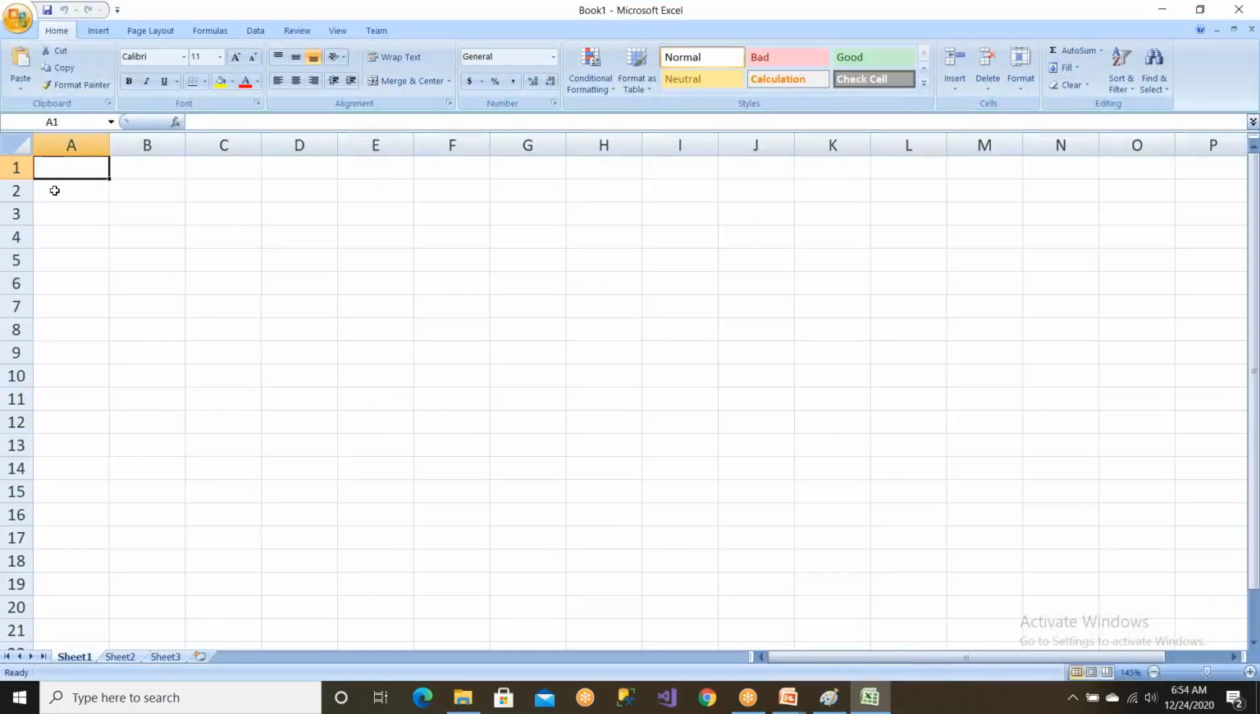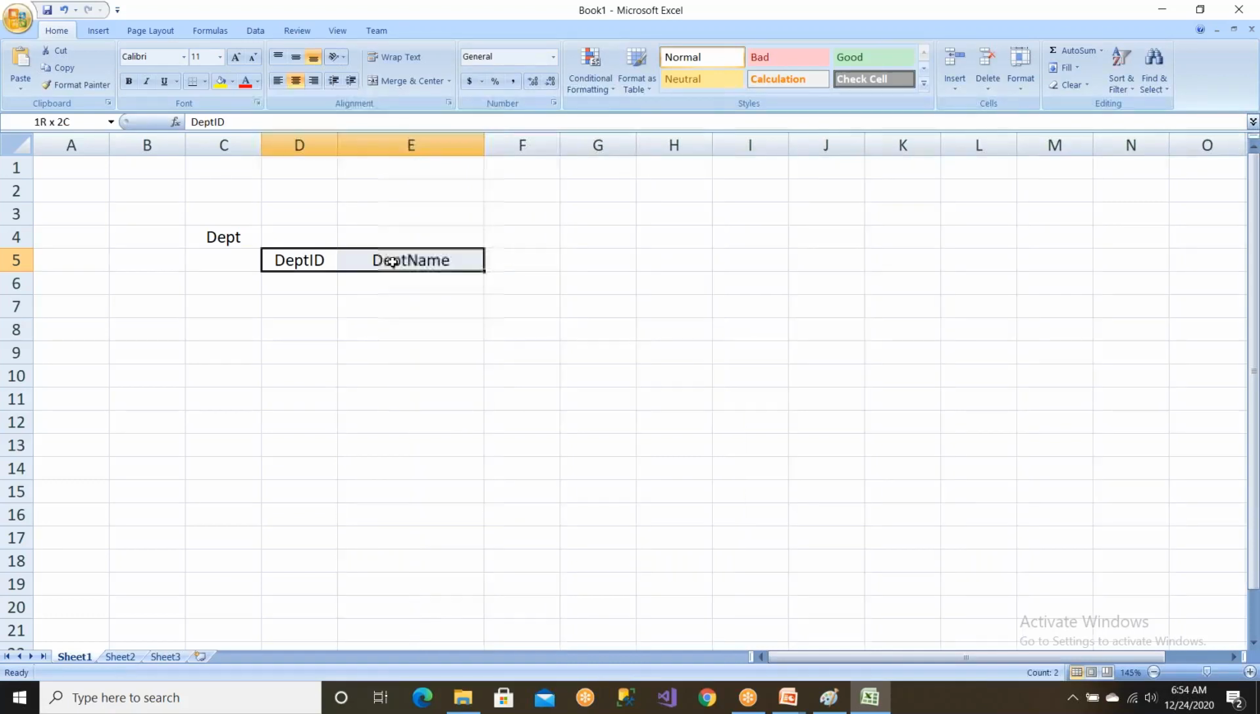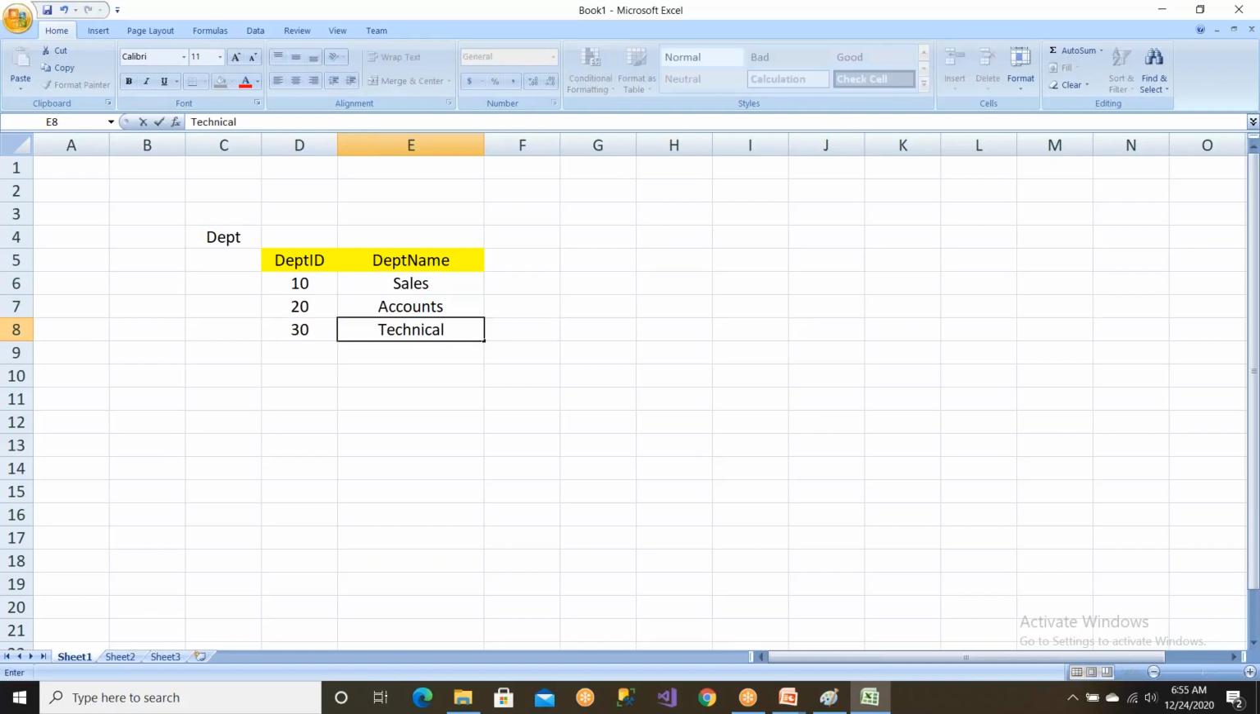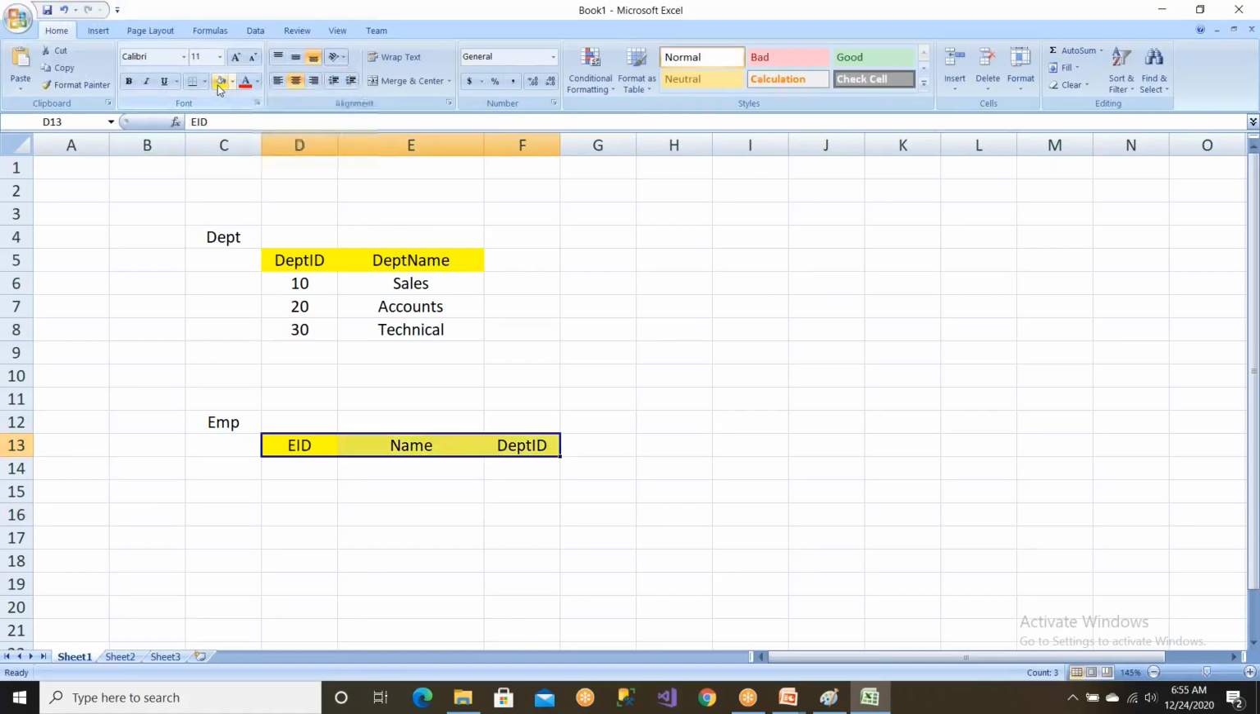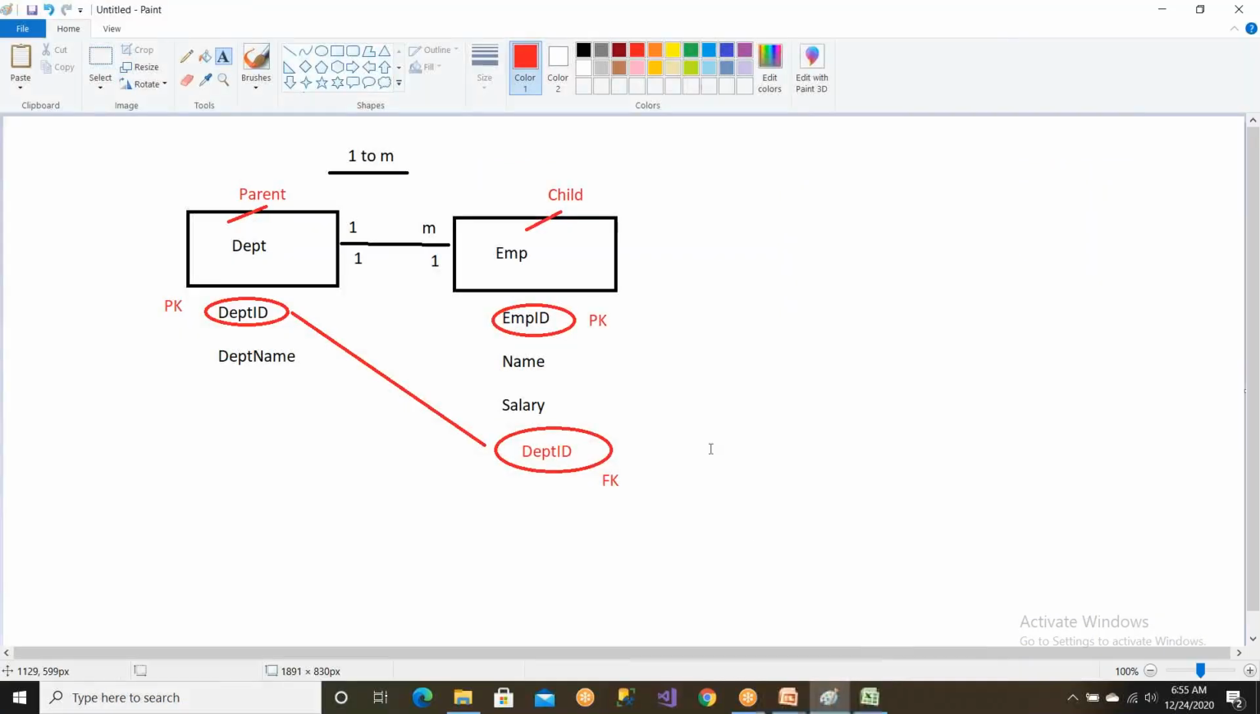one more point here. So let me take Excel. I'm creating a department table. Now department ID, department name is here. So department ID 10, sales department, 20, accounts department, and 30, let us say technical department. Now what we were doing, we are creating an employee table. Now employee ID, employee name, and we were creating department ID as a foreign key here, right? So this is the parent table and this is the foreign key that has been created.